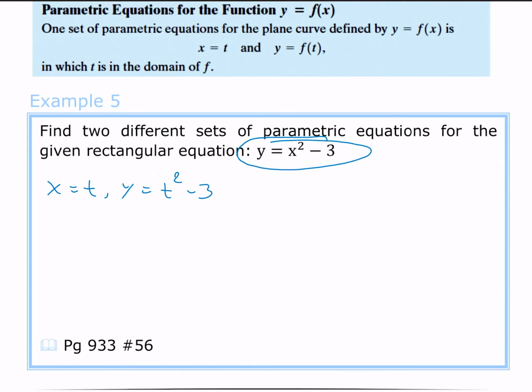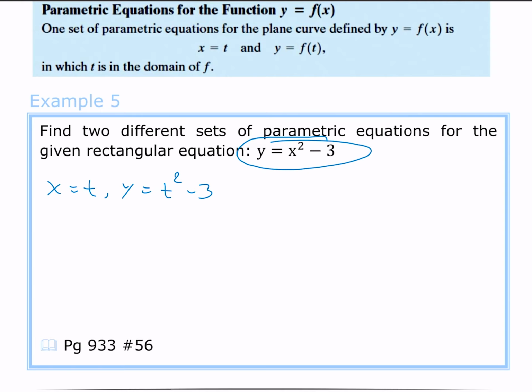So how did I come up with these two equations? For starters, I chose some way to model my x values. In this case, my x values are proceeding at the same rate as my t values. You can imagine plotting the line y equals x, right? Rise over run would be, that's a slope of 1. So a t value of 5 results in an x value of 5.